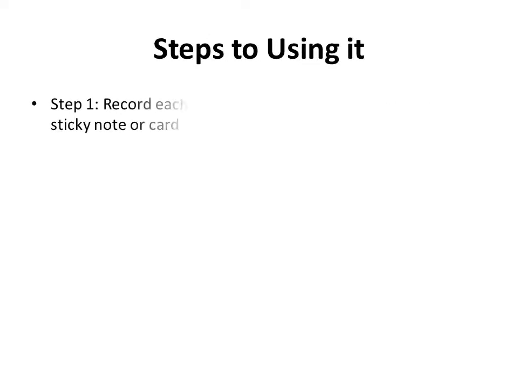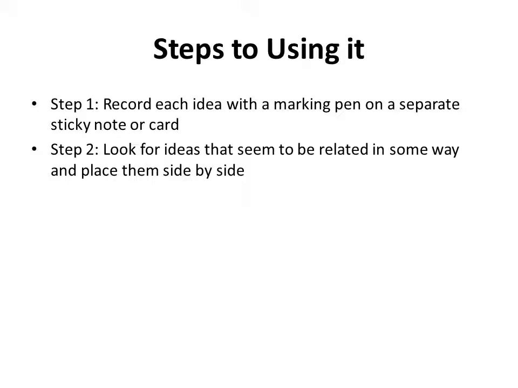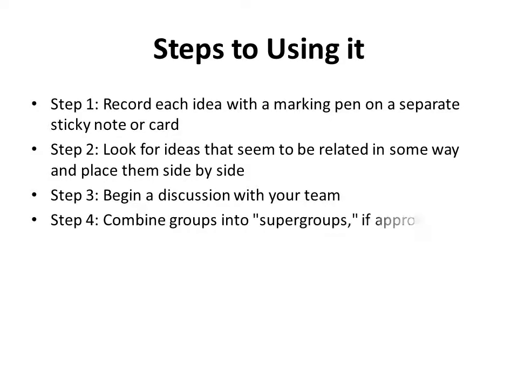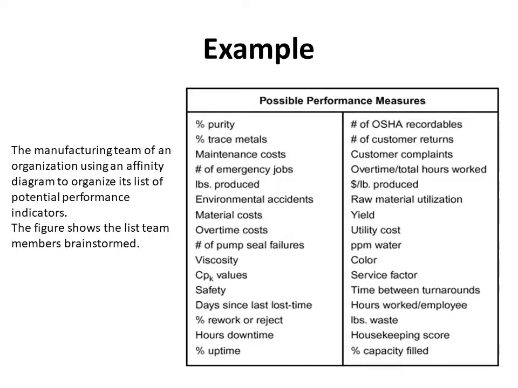What are the steps required in using it? The first step is to record each idea with a marking pen on a separate sticky note or card. Step 2, look for ideas that seem to be related in some way and place them side by side. Step 3, begin a discussion with the theme. Step 4, combine groups into subgroups if appropriate.